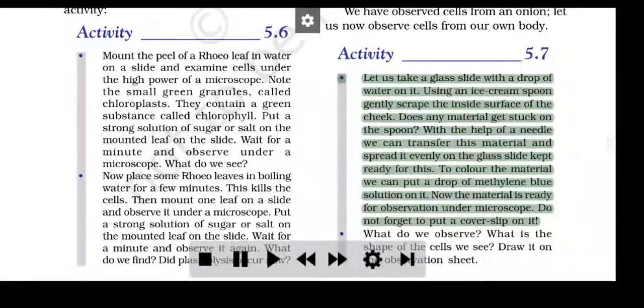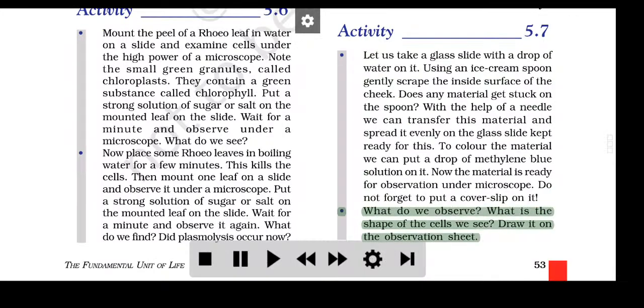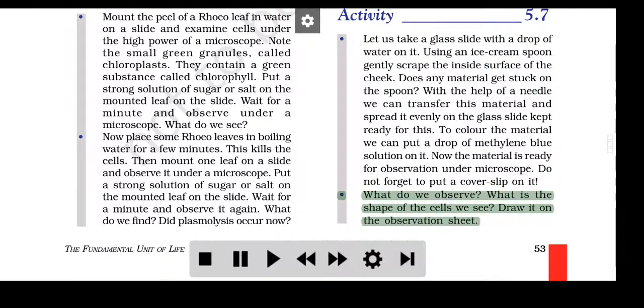Activity 5.7. Take a clean slide with a drop of water on it. Using an ice cream spoon, gently scrape the surface of the cheek. Does any material get stuck on the spoon? With the help of a needle we can transfer this material and spread it evenly on the glass slide kept ready for this. To color the material we can put a drop of methylene blue solution on it. Now the material is ready for observation under a microscope. Do not forget to put a cover slip on it. What do we observe? What is the shape of the cells we see? Draw it in your observation book.